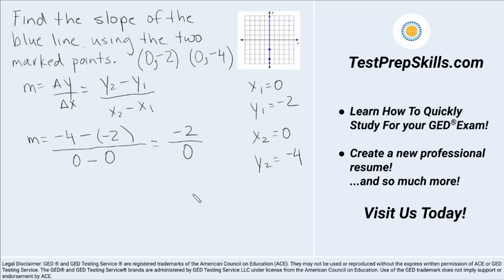Now, in math, when we have a fraction and we have a 0 on the bottom, it does not exist. This does not exist. So what this means is the slope of this line does not exist. Okay? There is no slope to this line.